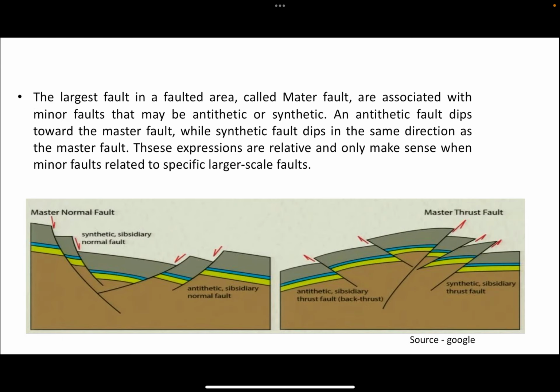Then we discuss the master fault or subsidiary fault. The largest faulted area is called the master fault, and it is associated with minor faults which are antithetic or synthetic.